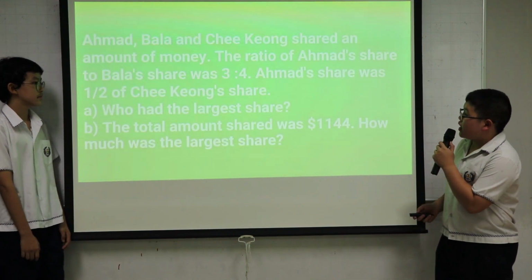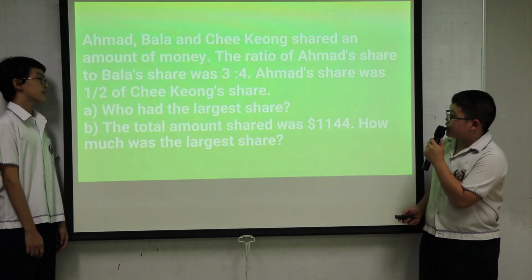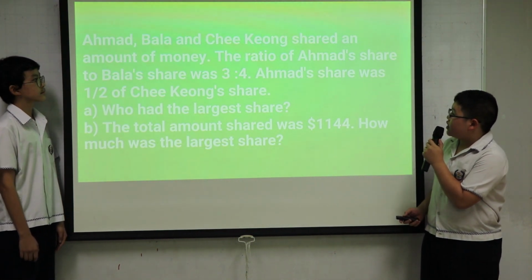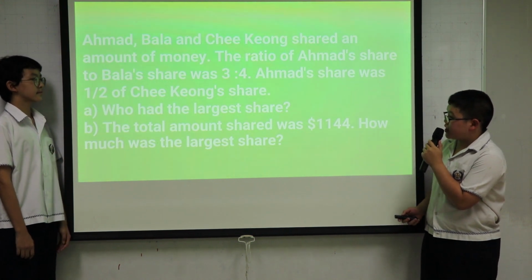Here's the next question. Ahmad, Bala, and Chi Kyung shared an amount of money. The ratio of Ahmad's share to Bala's share was 3 to 4. Ahmad's share was 1/2 of Chi Kyung's share. Who has the largest share?